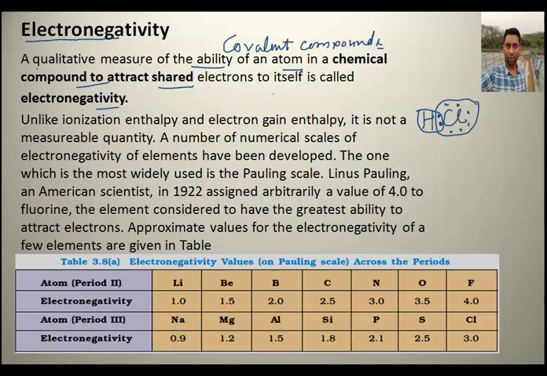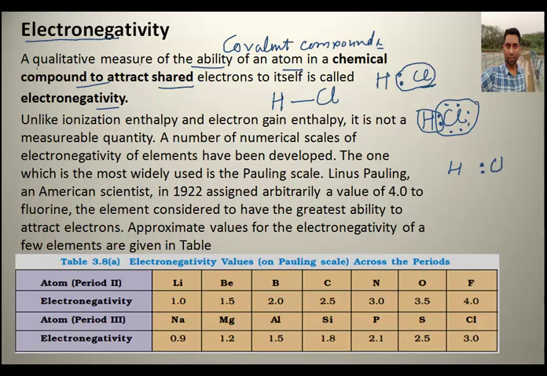So I am taking an example of HCl, right? It's a covalent compound or covalent molecule. Now this HCl has these 2 electrons, right? They should remain in the center, at equal distance, because they are shared. But what happens, due to this property of electronegativity, this chlorine tends to attract this shared pair more towards itself. As a result, there will be a distance between H and Cl.